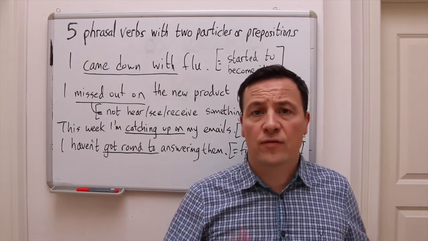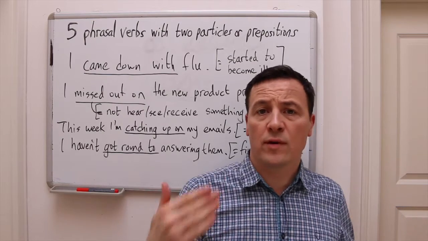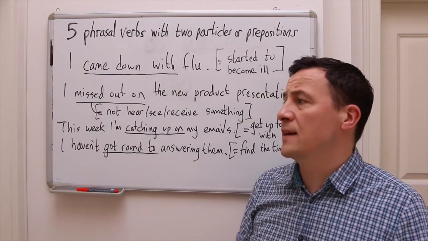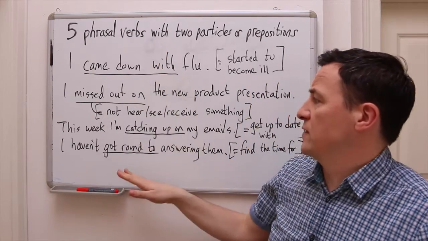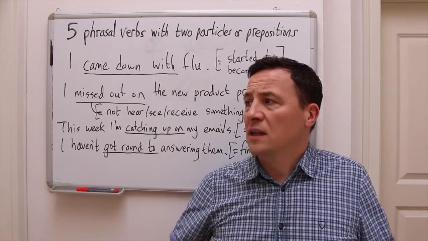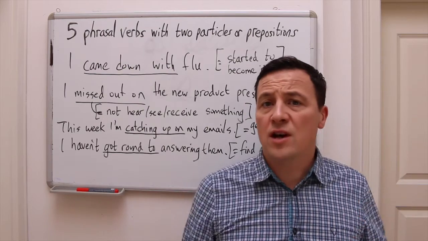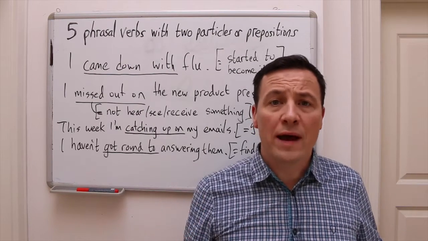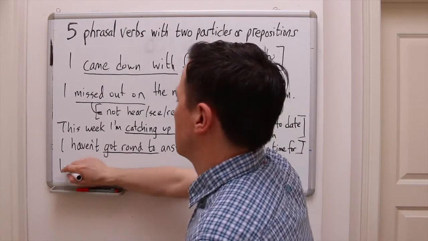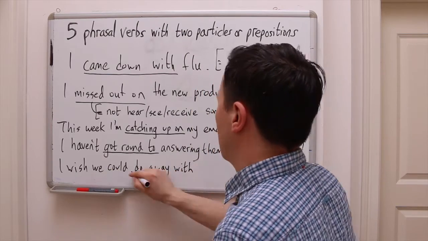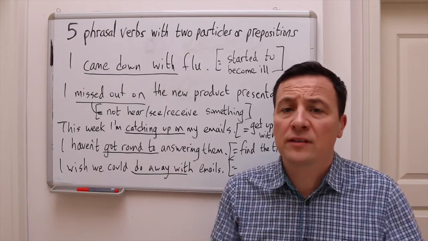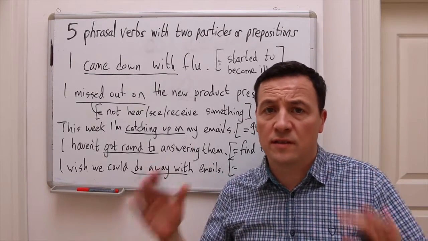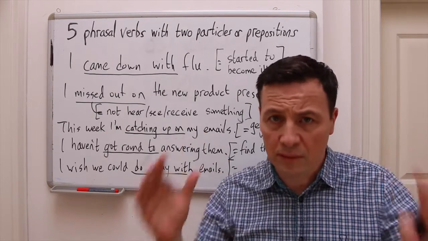And the 5th phrasal verb with 2 particles or prepositions that I want to tell you about is do away with. So to finish the situation I can say, emails take up so much time, I wish we could do away with emails. And to do away with something basically means to abolish it, to stop doing it completely.